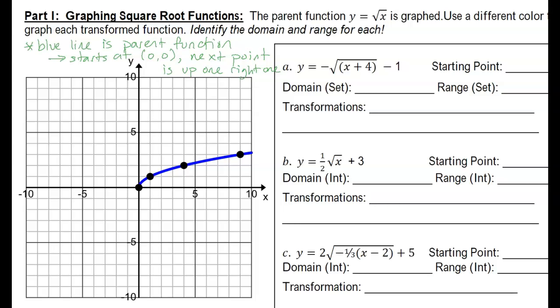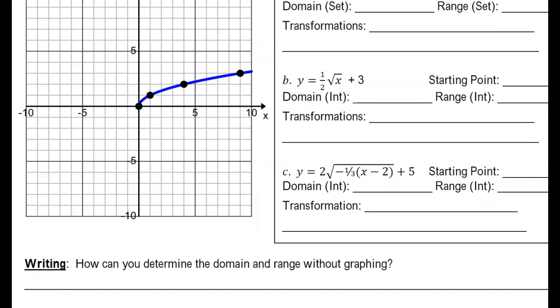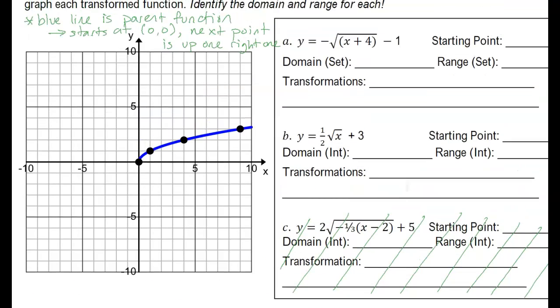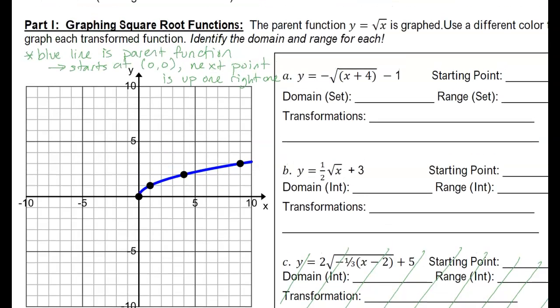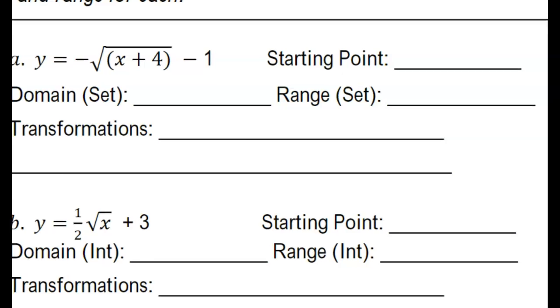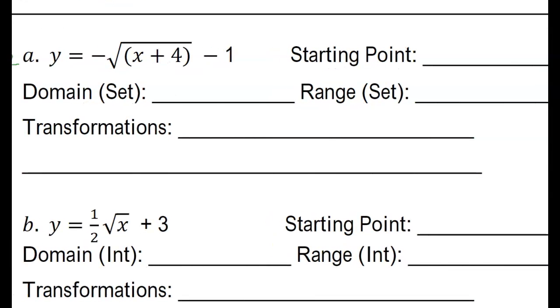Now, we're being asked to graph on this same graph 3 different equations, a, b, and c. Actually, we're not going to, I'm not going to do c. It's just a little bit too tricky for us. Now, a. We need to graph y equals negative square root of x plus 4, minus 1. Looking at this equation, where is our starting point?